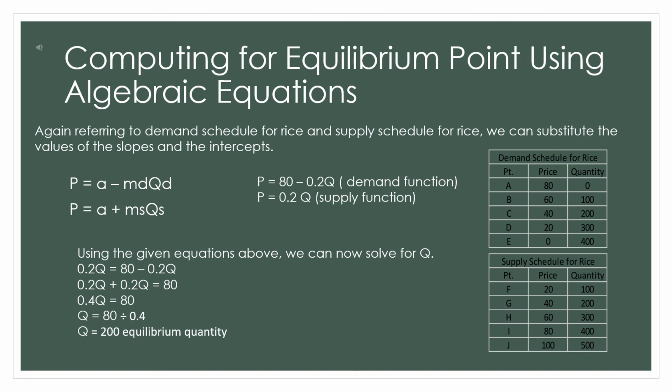If you observe the given table, the demand schedule and the supply schedule, you will see at point C in demand, and at point F in supply, that is when the quantity demanded and the quantity supplied is 200. So that is the equilibrium quantity.